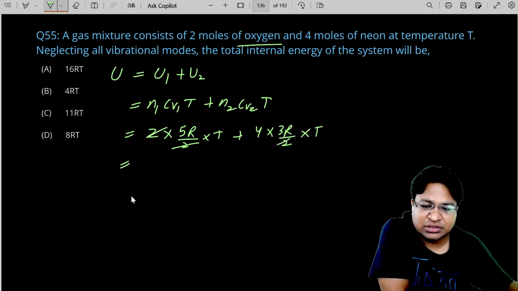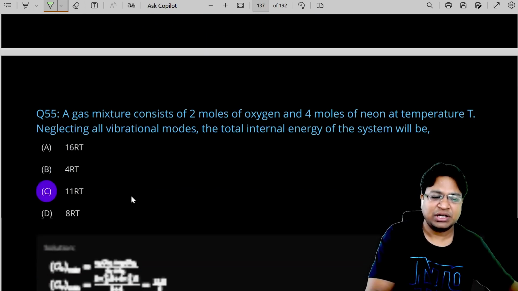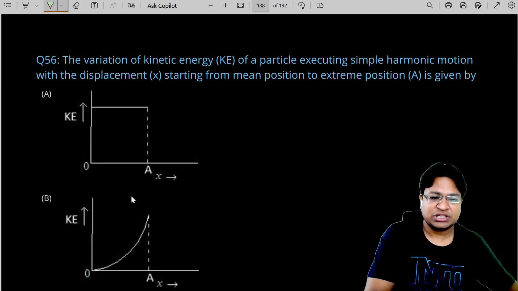This 2 and 2 get cancelled, this 2 gets cancelled with this 2. So 5 plus 6, 11 RT would be the right answer, and option C here will become the answer. All right. Next, we go to this question.